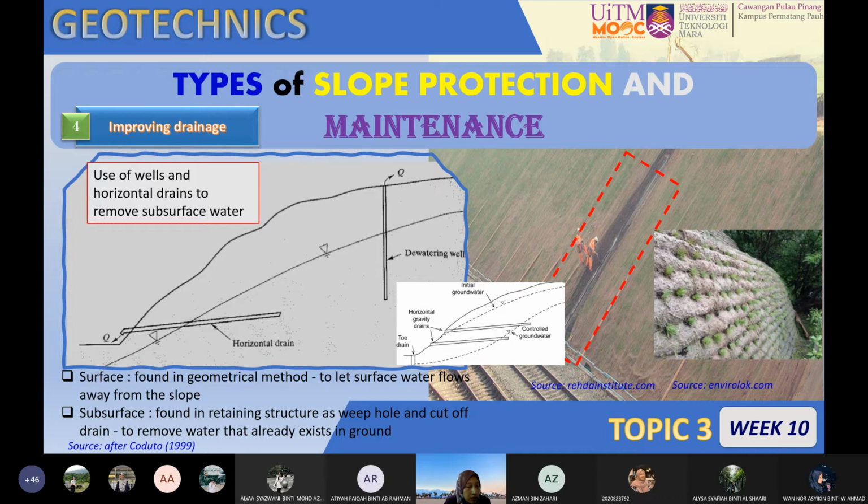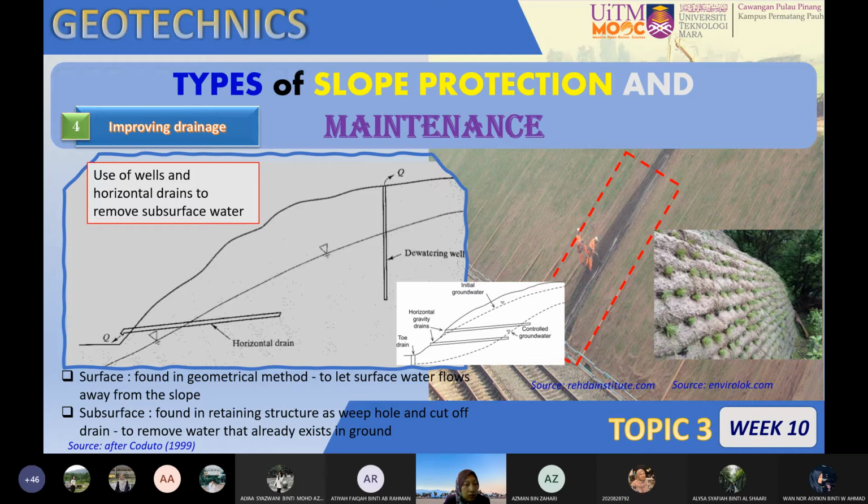Surface drainage is found in geometrical methods. It is used to let surface water flow away from the slope. Subsurface drainage is found in retaining structures as weep holes and cut-off drains, and is used to remove water that already exists in the ground. So when you provide a drainage system, the chances of building up pore water pressures and saturation of the subsoil can be minimized.